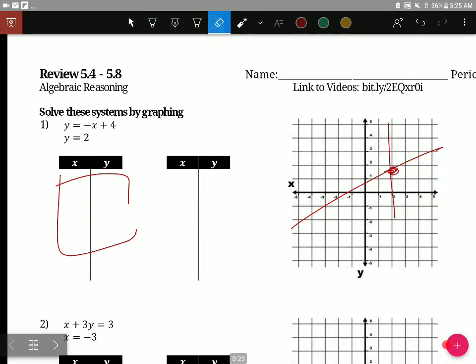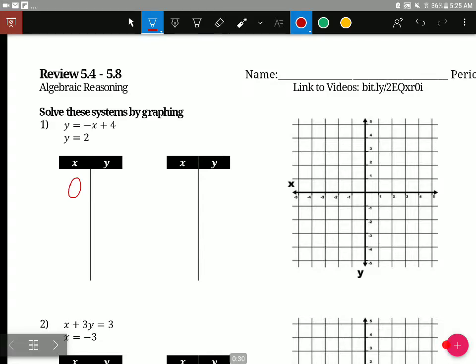Okay. So basically, first things first, we got to get some points. Mr. Hunter's favorite number is 0. So we'll plug it in right there. Well, 0 plus 4 is 4. Then we'll try 1. That would be negative 1 plus 4 is 3. So we've got 0, 4, and 1, 3. And we can follow that pattern all the way to the edges.